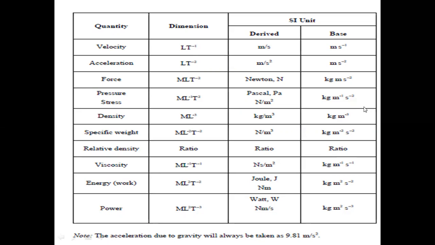MLT minus 2, Newton. That is, Newton's force is derived in the Newton, that is kg per meter per second square. So kg is M, meter is L, and second square means T to the power of minus 2. Pressure, stress, we are deriving in a Pascal.